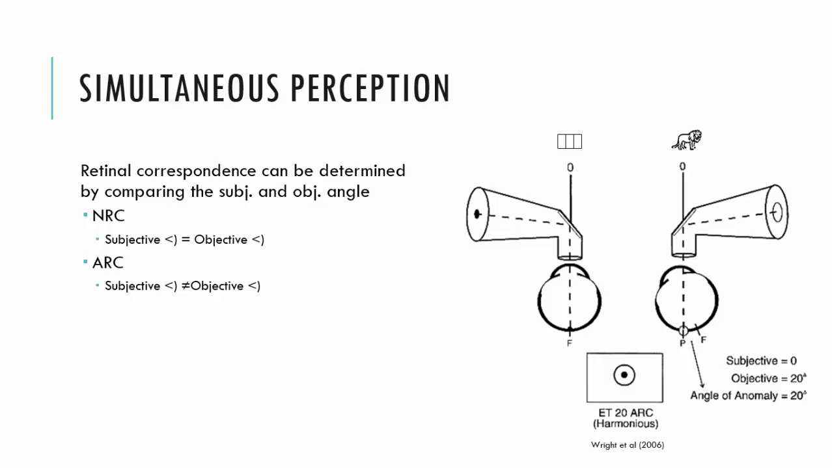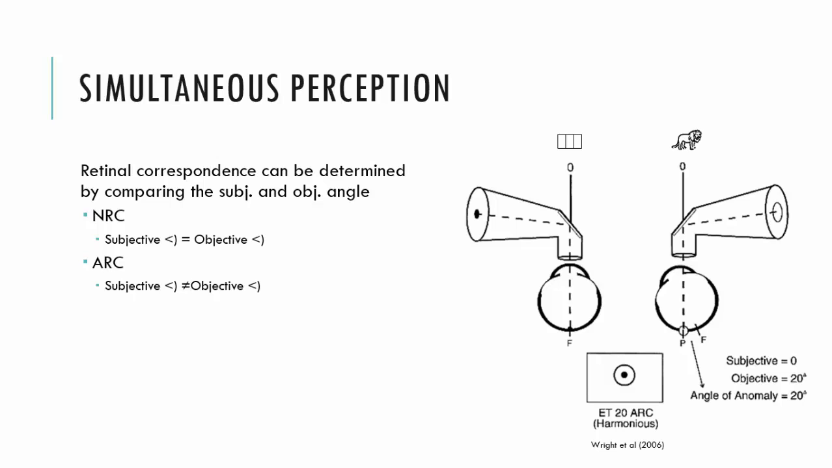Now, during our testing of the patient with the simultaneous perception slides, we are going to determine the size of the deviation objectively and the size of the deviation subjectively. And through doing this, we're going to gain information about whether normal retinal correspondence exists or whether abnormal retinal correspondence exists. And the way we do this is we compare subjective and the objective response. And for normal retinal correspondence to be present, the subjective angle of the deviation will be the same as the objective angle of the deviation. What does this mean?